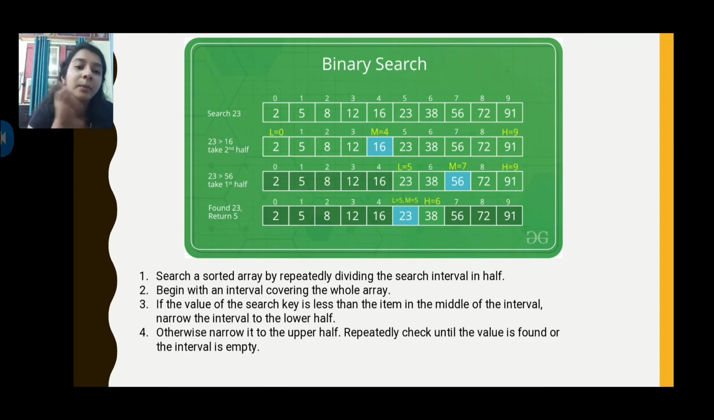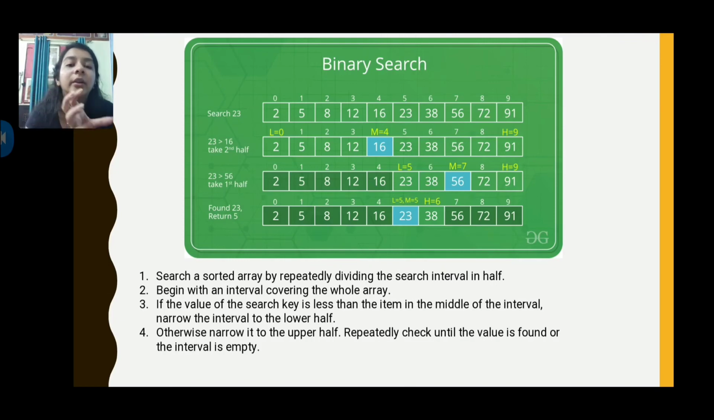You repeatedly divide the search interval in half. So the number of elements you need to access each time becomes less and less, and that is why binary search is more efficient than linear search. You begin with an interval covering the whole array. If the value of the search key is less than the item in the middle of the interval, the middle element, then you narrow the interval to the lower half. If it is in ascending order, then you can move on to the next half.